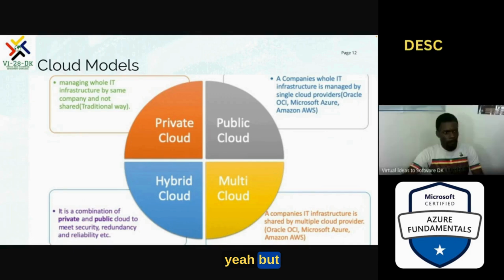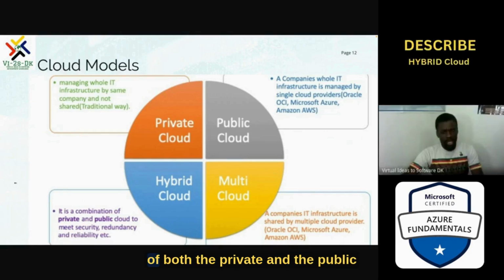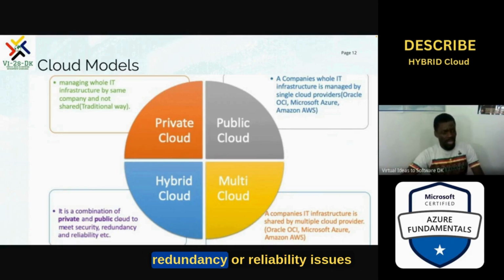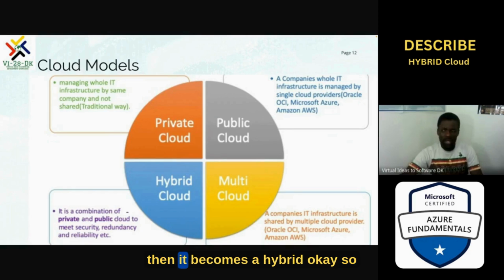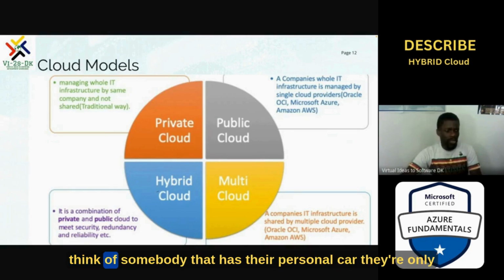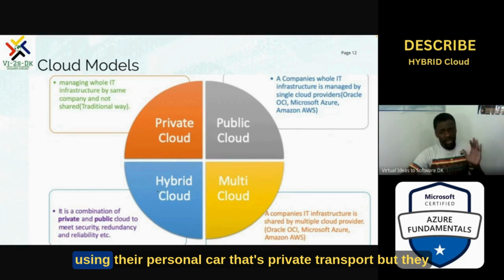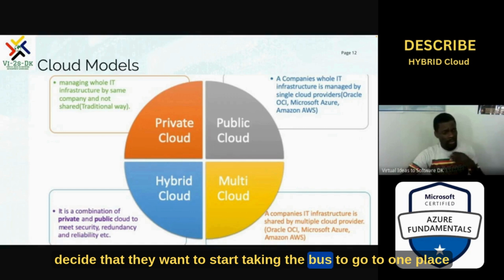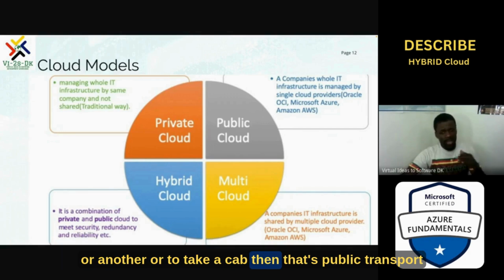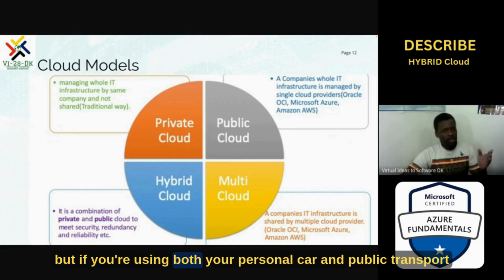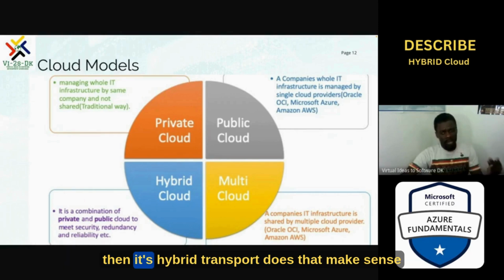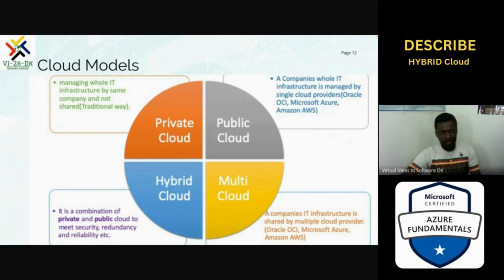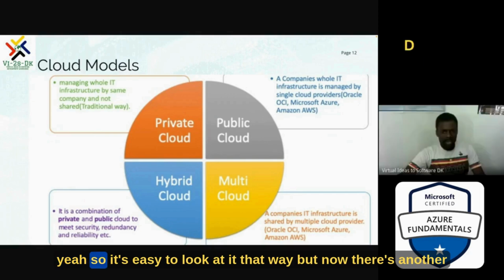Yes. But in a case where you're using a combination of both the private and the public cloud, maybe because you want to meet some certain security or redundancy or reliability issues, then it becomes a hybrid. Okay, so think of somebody that has their personal car. They're only using their personal car. That's private transport. But they decide that they want to start taking the bus to go to one place or another, or to take a cab, then that's public transport. But if you're using both your personal car and public transport, then it's hybrid transport. Does that make sense? Yeah. So it's easy to look at it that way.